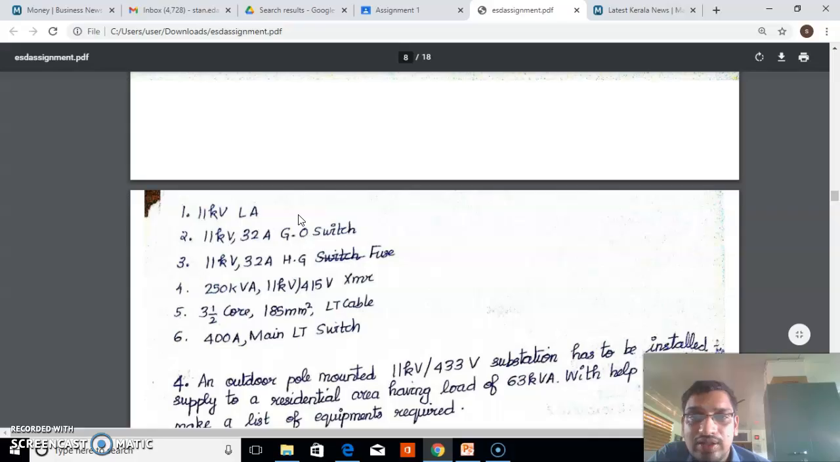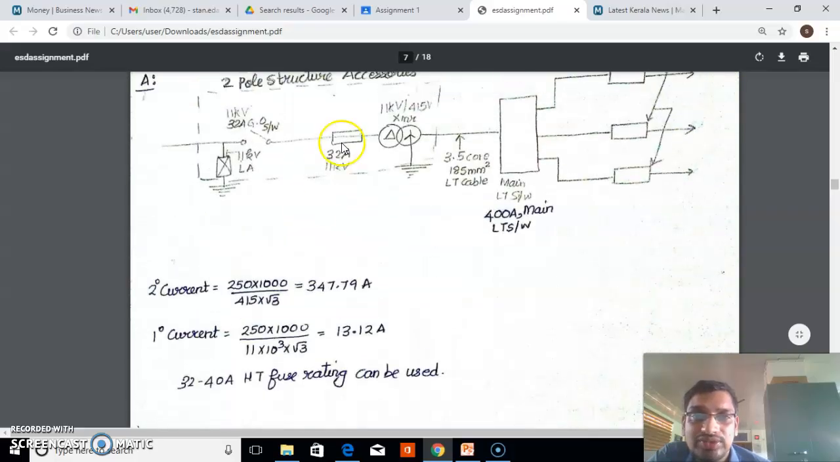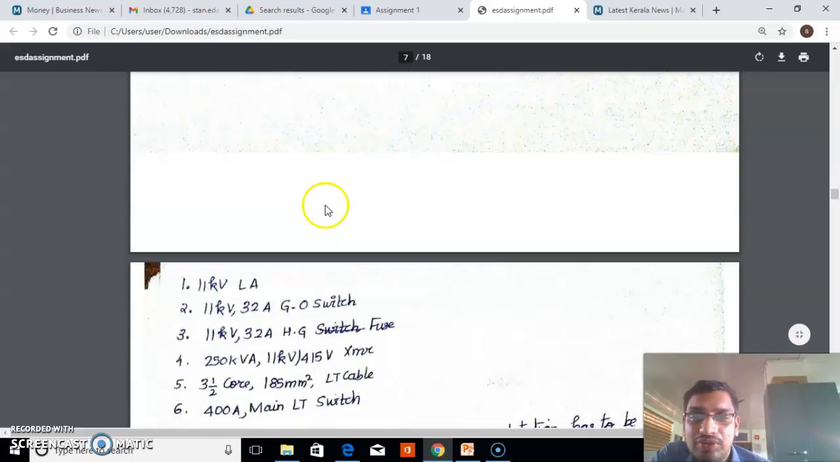The third one is the HG fuse, or DO fuse. The rating of this HG fuse is 32 ampere, 11 kV. So you write the third element: HG fuse, 11 kV, 32 ampere. Next is the transformer, 250 kVA, 11 kV/415 volt transformer. Then the secondary cable, that is 3.5 core, 185 mm square LT cable. Finally, the current rating of the main LT switch, that is 400 ampere.